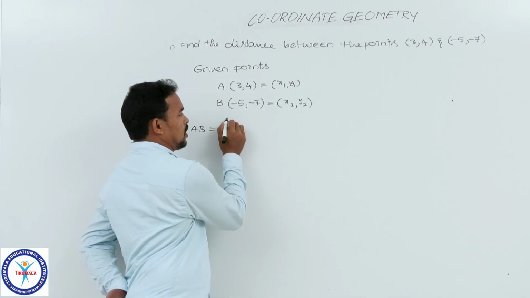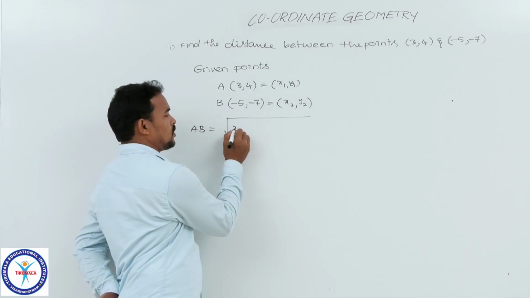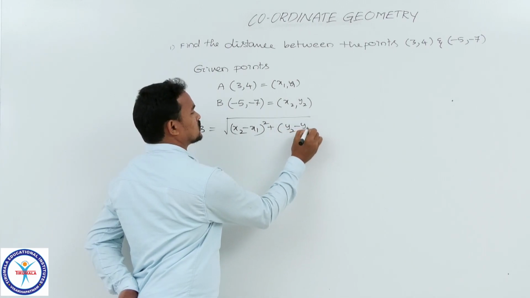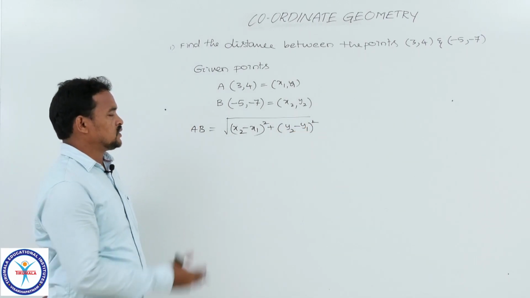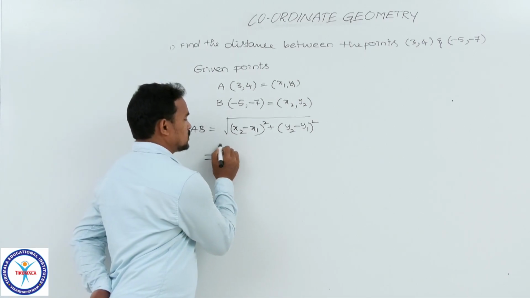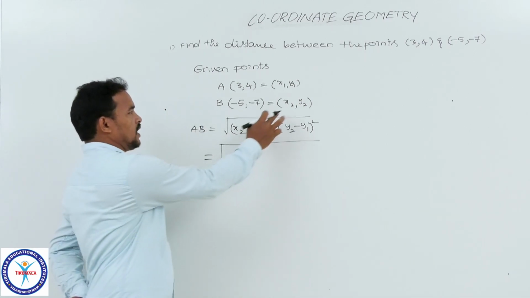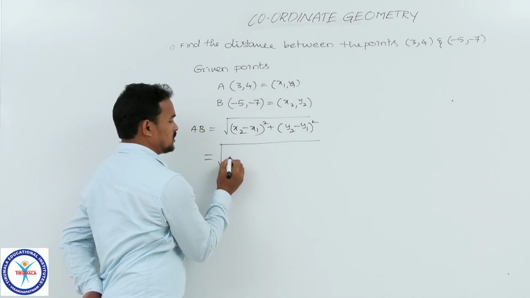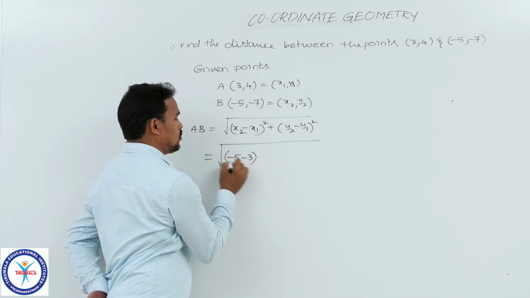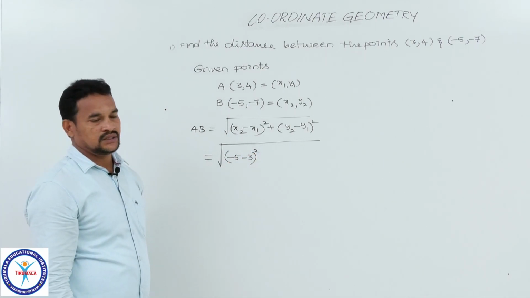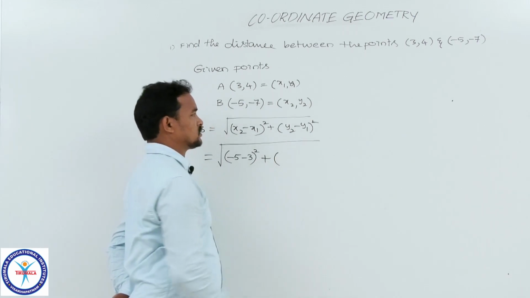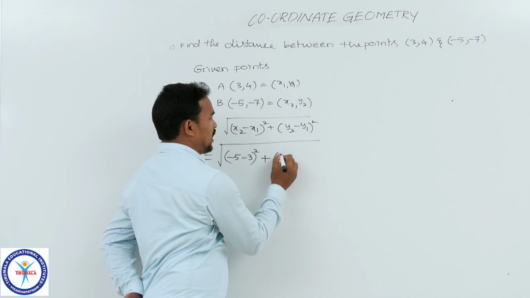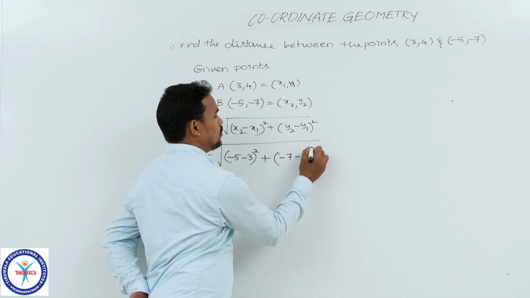Its formula is root over x2 minus x1 whole square plus y2 minus y1 whole square. Take those values properly. Here, square root of x2 value. Here x2 value how much? Minus 5. x1 value how much? 3. x2 minus x1 means minus 5 minus 3 whole square plus y2 minus y1 whole square. Here y2 is nothing but minus 7, y1 is nothing but 4. So minus 7 minus 4 whole square.